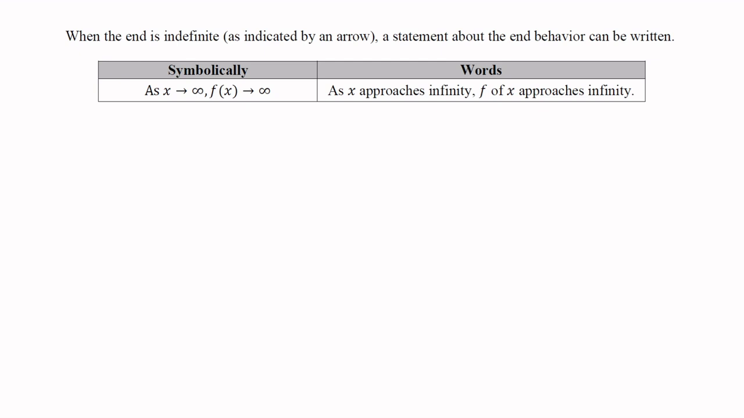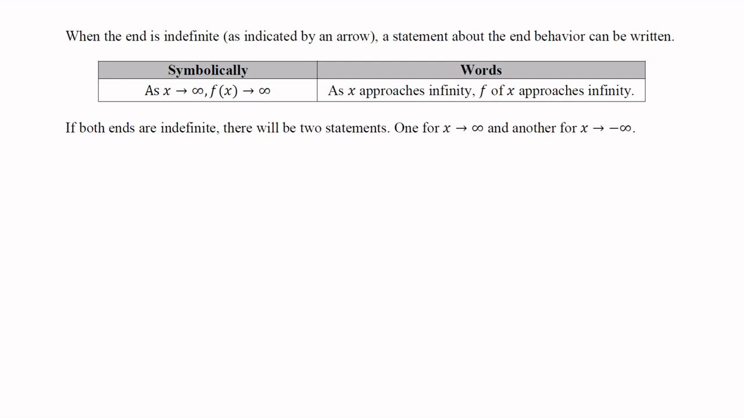So really the only thing to learn here is that the arrow is a symbol for the word approaches. If both ends are indefinite, there will be two statements, one for x approaching infinity and another for x approaching negative infinity. We're going to do some examples later so you can see how this works.